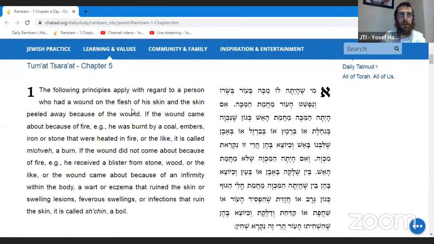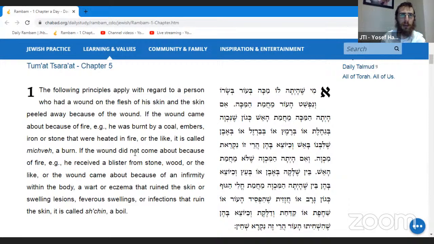The following principles apply with regards to a person who had a wound on the flesh of his skin, and the skin peeled away because of the wound. If the wound came about because of fire, for example, he was burned by a coal, embers, iron, stone that were heated in fire, or the like, this is called a mikhveh, a burn. That's one type of wound.